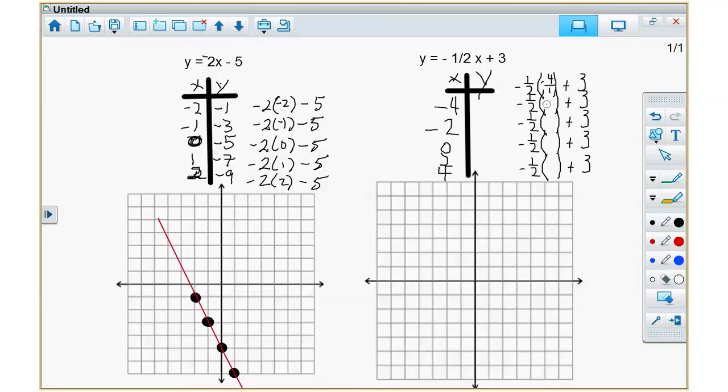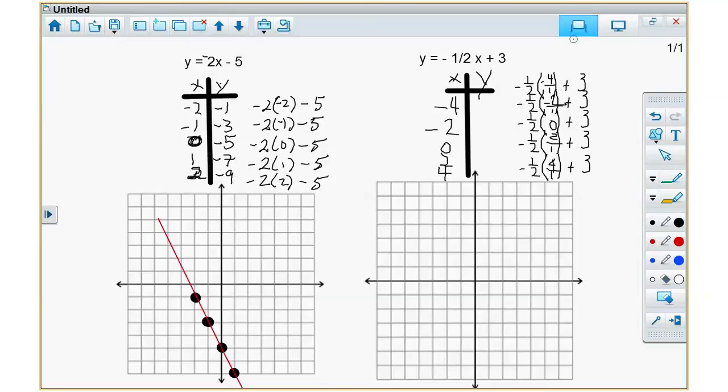Negative 2/1. Zero. 2/1. And 4/1. Now, why am I doing the 4/1? Well, to make everything a fraction so you can see it better, be able to cancel. So what's negative 4 over negative 2?